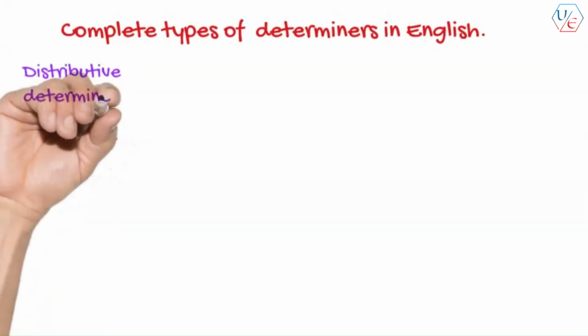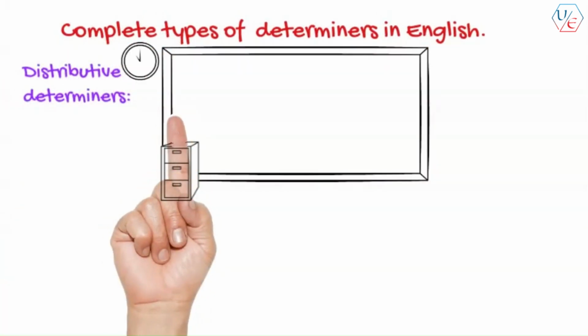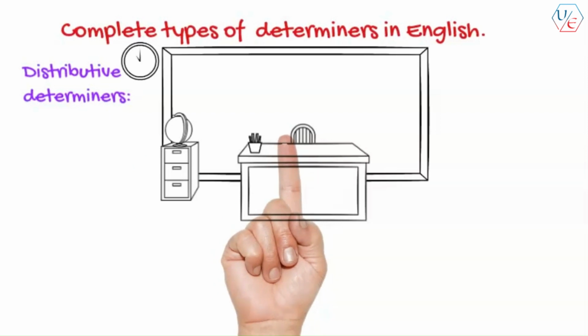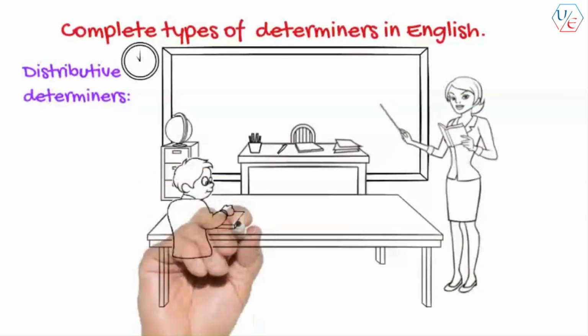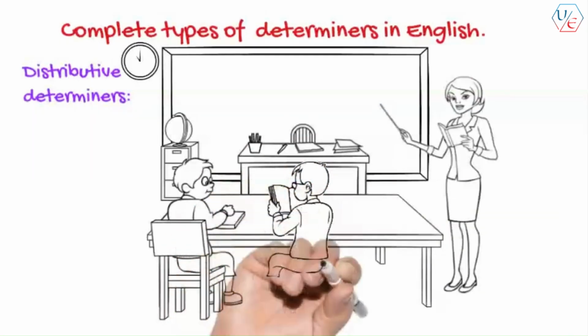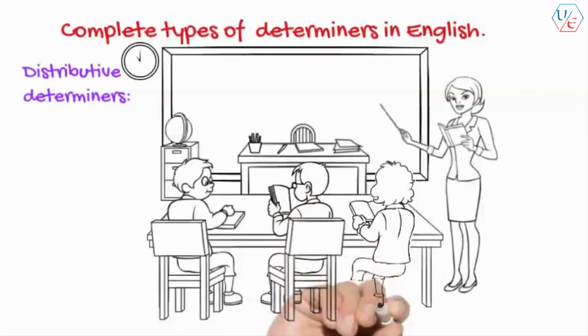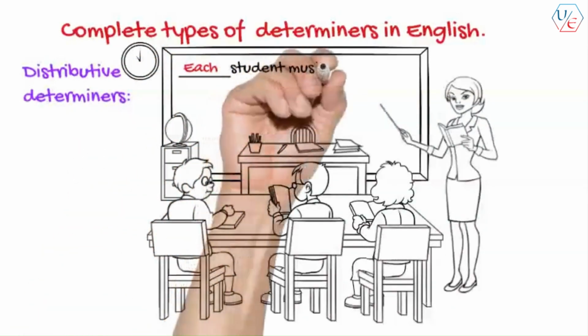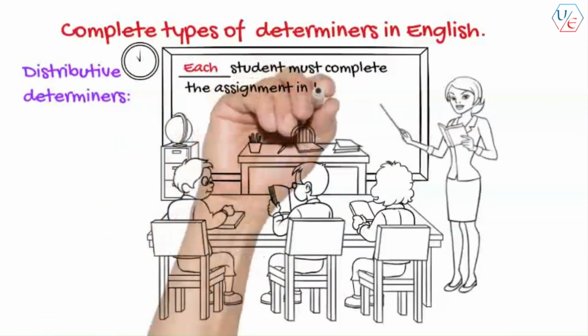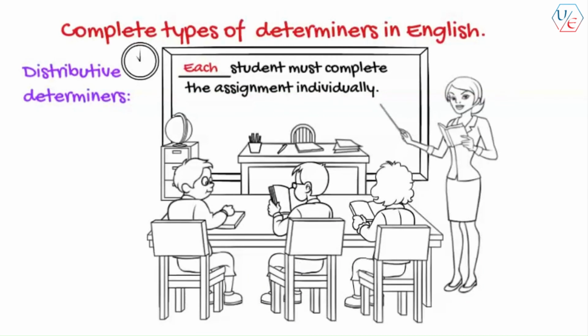Distributive determiners. Distributive determiners refer to individual members within a group. Let's take the example of a classroom. The group here is the students in the classroom. When the teacher instructs, each student must complete the assignment individually. The teacher is instructing individual students, not the group as a whole.